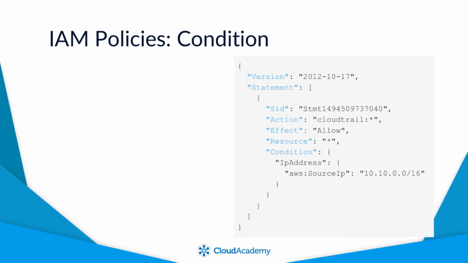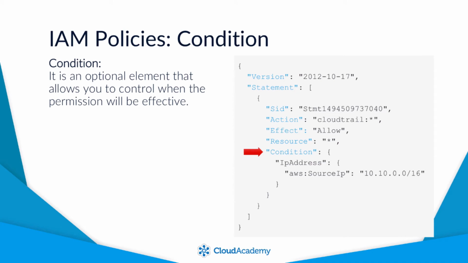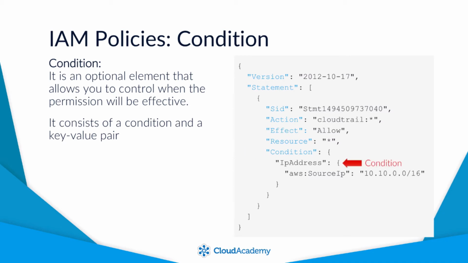Condition. This is an optional element that allows you to control when the permissions will be effective based upon set criteria. The element itself is made up of a condition and a key value pair, and all elements of the condition must be met for the permissions to be effective. In the example, the IP address is the condition itself, which the key value pair will be effective against. The AWS source IP is the key, and the IP address is the value of the key. So effectively, what this is saying is, if the source IP address of the user who is using the policy is within the 10.10.0.0/16 network range, then allow the permissions to be used.